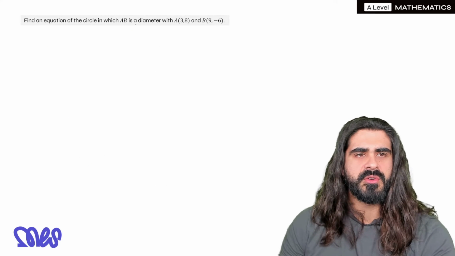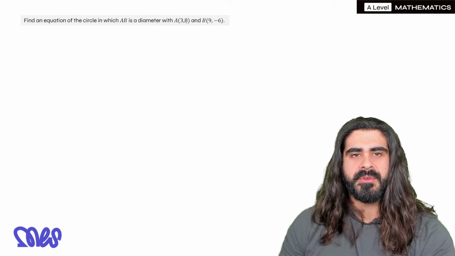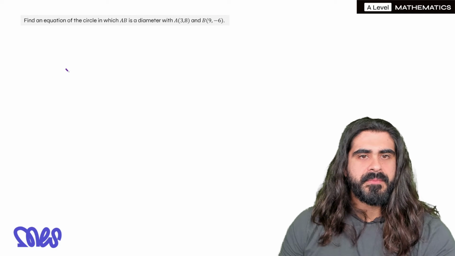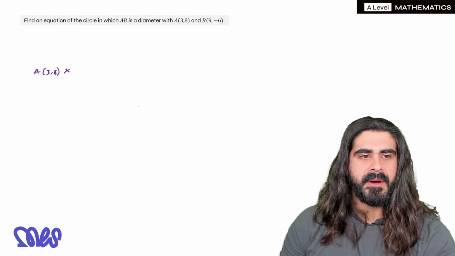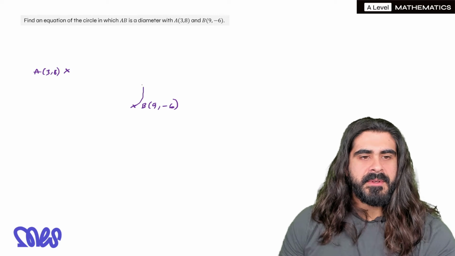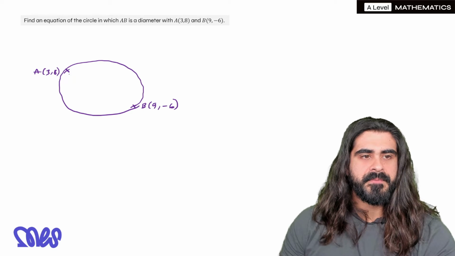Find an equation of the circle in which AB is a diameter now, with A being 3, 8, and B is 9, minus 6. So just a little sketch. We have A, which is 3, 8, and B is 9, minus 6. So it'd be somewhere down here. If that's the diameter, we'd have some kind of circle like this. This is going straight through the middle.